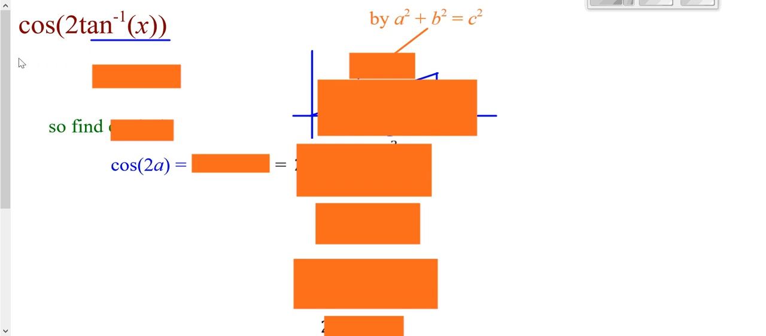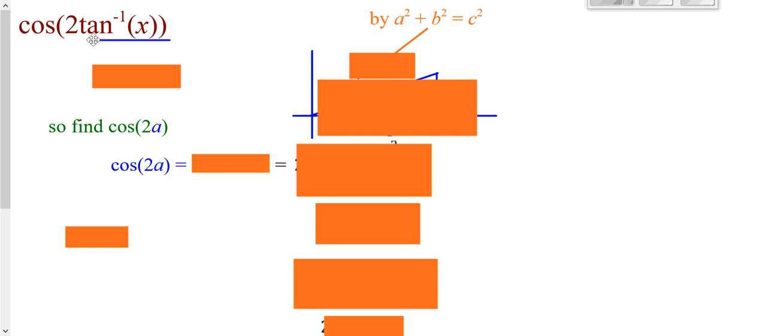Here we're dealing with the cosine of 2 times the inverse trig function. Once again, an inverse trig function is an angle. So we're really dealing with cosine of 2 times an angle. And we've dealt with cosine of 2 times an angle before.